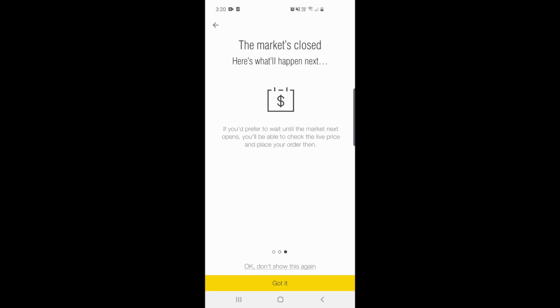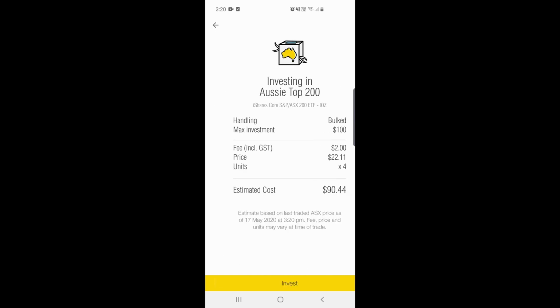Here's what will happen next. You'd read over this. If you prefer to wait until the market opens, you'll be able to check the list price and place your order then. And I can be like, okay, don't show me this again.